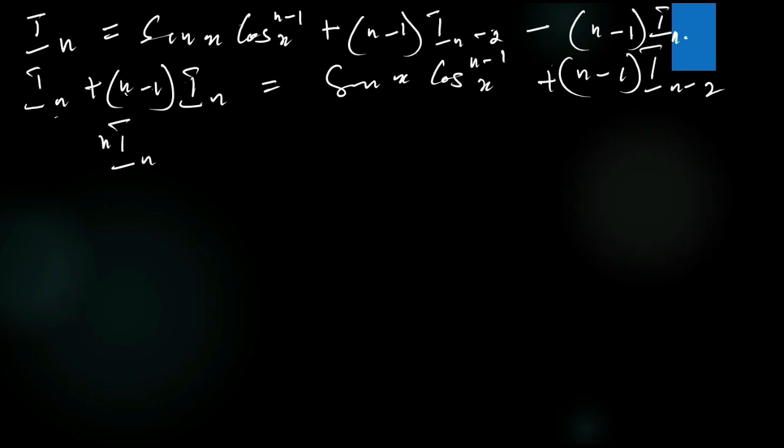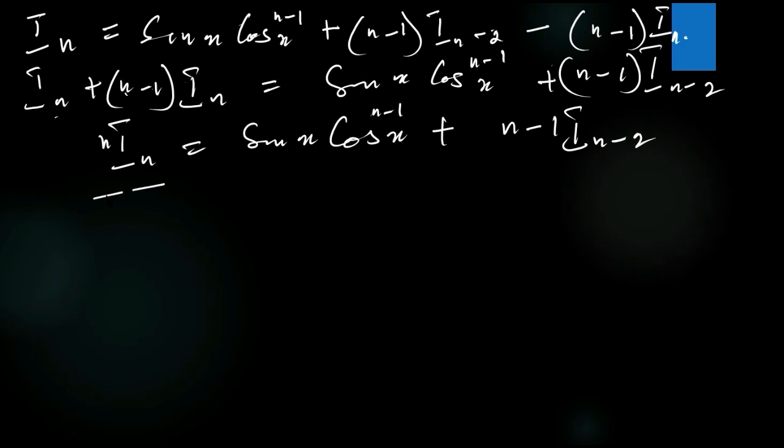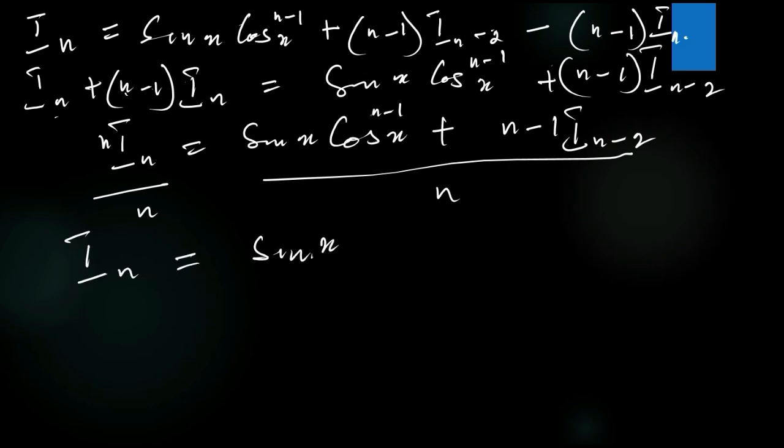obviously this becomes n into I_n is equal to sine x cos x raised to power n minus 1 plus n minus 1 I_(n minus 2). I can divide across board by n, so that my reduction formula comes out this way. I_n is equal to sine x cos x raised to power n minus 1 plus n minus 1 over n I_(n minus 2).